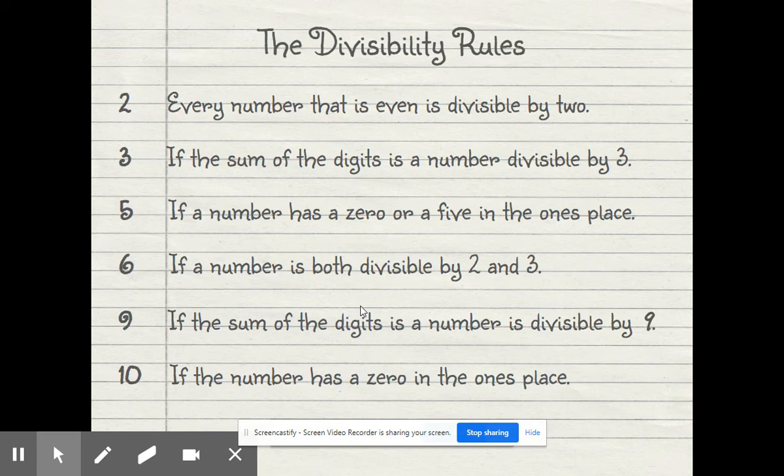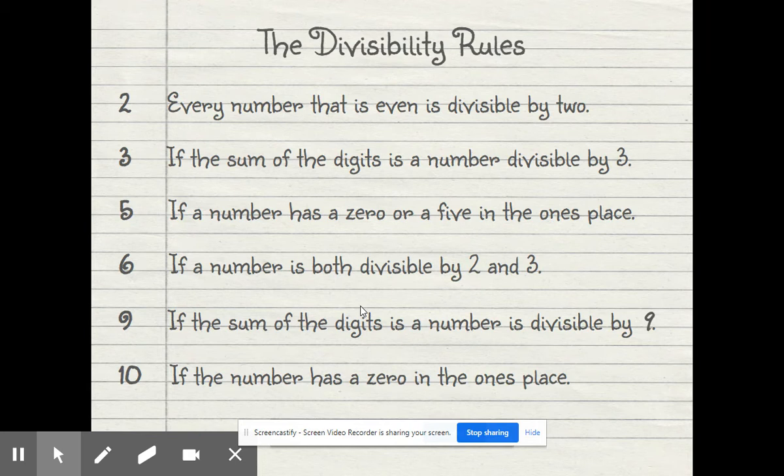All right, so even if you're not done, you can just use your ears while you're getting your papers all situated at your desk. 2, the divisibility rule for 2 is every number that is even is divisible by 2. 3, the sum of the digits is a number divisible by 3. So you add all the numbers together that are in the number, and if that answer is divisible by 3, the whole number will be evenly divisible by 3.